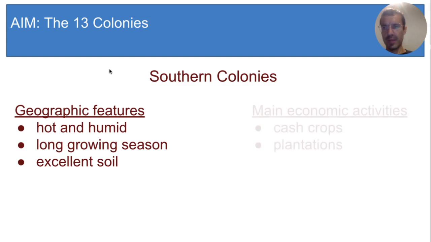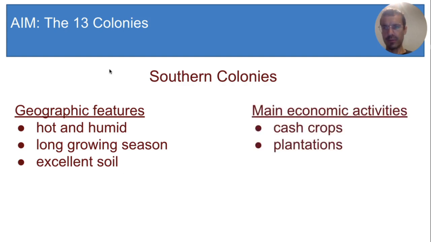Not surprisingly, the main economic activity in the South was growing crops, and in particular, special crops called cash crops that could be sold for a lot of money. Cash crops were often grown on large commercial farms called plantations, and the plantations were usually worked by slaves who were taken from West Africa. You'll learn more about cash crops, plantations, and slavery in the next lesson.